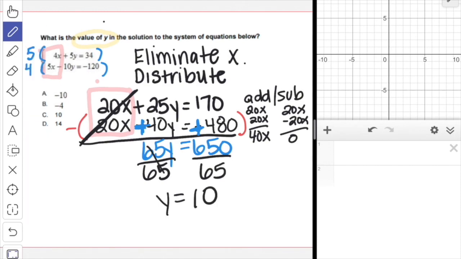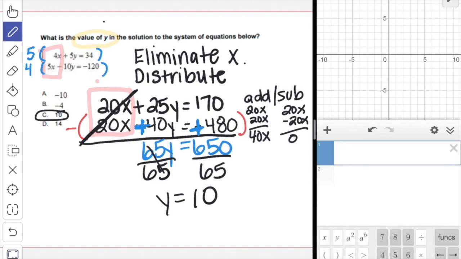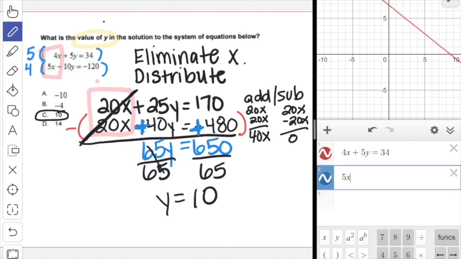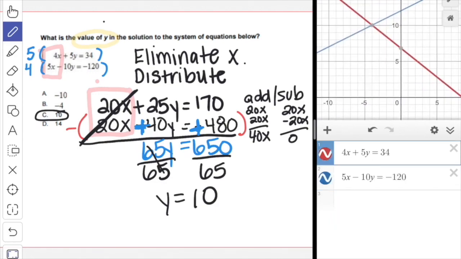All right, so if I look back, I can see that the answer here is C. Now, how can I verify this? Well, I can verify by plugging it into Desmos, and I can plug the equations exactly like I see them. We're going to have to adjust your screen a little bit. And I see that I get the solution, negative 4 and 10. Well, it asked me to solve for y, and again, my y value is 10. Okay, so just a quick review there.